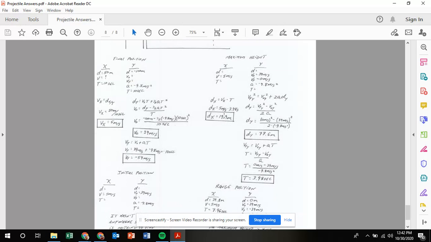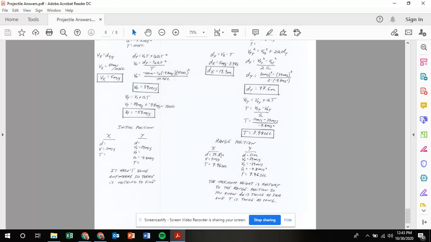So if I know that at my maximum height my displacement in the x direction is 19.9, I just have to double that in order to find my displacement at the range position, since it's twice as far away, which would give me 39.8 meters. Similarly, if I know it took 3.98 seconds to go up to the maximum height, it's going to take 3.98 seconds to come back down to the range position. So if I double my time, I know my time is 7.96 seconds.